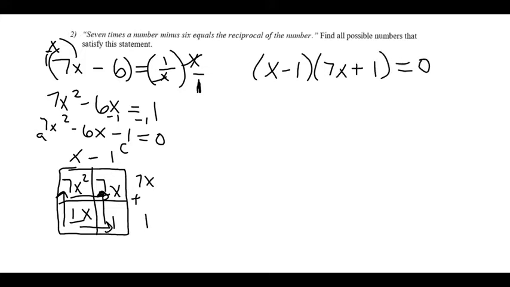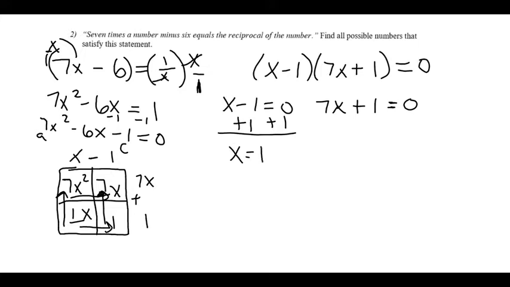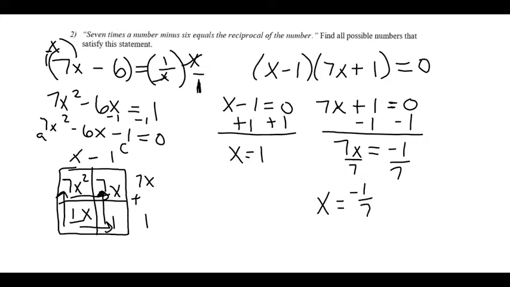And then again, remember, set each factor equal to 0. So x minus 1 equals 0, and 7x plus 1 equals 0. So for the first equation, I'll add 1 to both sides. So I get x equals 1. And then here, I will subtract 1 from both sides. So I get 7x equals negative 1. Divide by 7, so x equals negative 1/7. So my two solutions for the equation are 1 and negative 1/7.